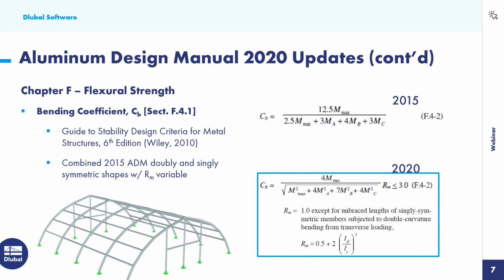So again, this is another simplification here where previously in the 2015 ADM, we had two separate sections with the C sub B factor, one for doubly symmetric shapes and one for singly symmetric shapes. Well, now for the 2020, we've combined both of those sections. We have one single formula here, and to account for that, we have introduced the R sub M variable, and the R sub M variable shown here within this equation will address singly symmetric members.